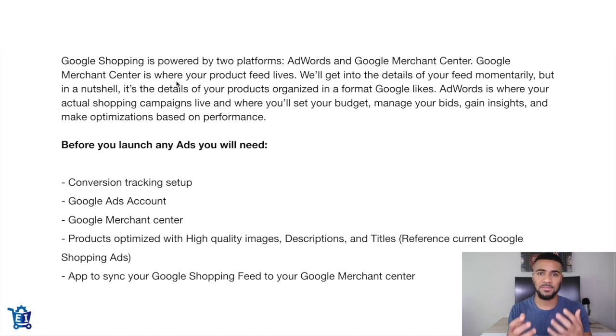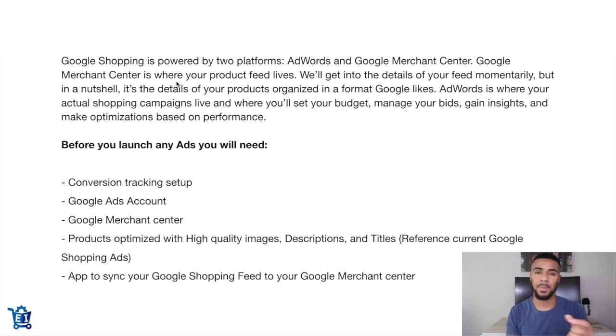So I want to provide value to you guys by showing you an overview of understanding how Google Shopping works, and also walking you through how to set up a campaign and some of the things that go into that. And so I'm not going to spend too much time on some of these basic level things. But the first thing you want to do is set up your conversion tracking. That way you can actually track your conversions.